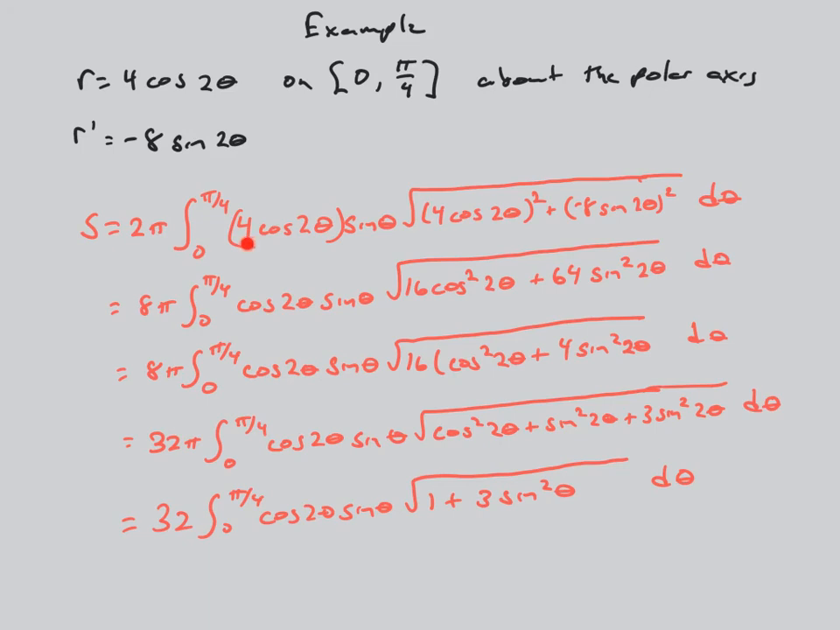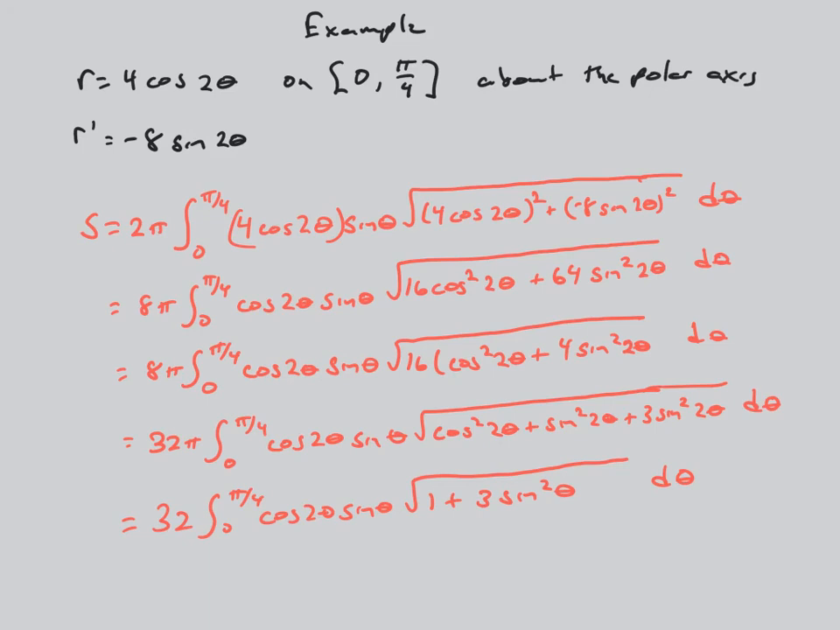So the first thing I did here, I pulled the 4 out. So I have 8 pi times cosine 2 theta times sine theta times the square root of 16 cosine squared 2 theta plus 64 sine squared 2 theta. I did pull out a factor of 16, which is a 4 on the outside, thus 32 pi times the integral from 0 to pi over 4 of cosine 2 theta sine theta times the square root of cosine squared 2 theta plus 4 sine squared 2 theta. I just broke that up as sine squared 2 theta plus 3 sine squared 2 theta. Cosine squared plus sine squared is 1. So ultimately I have it down to this, which is a little easier to plug in.